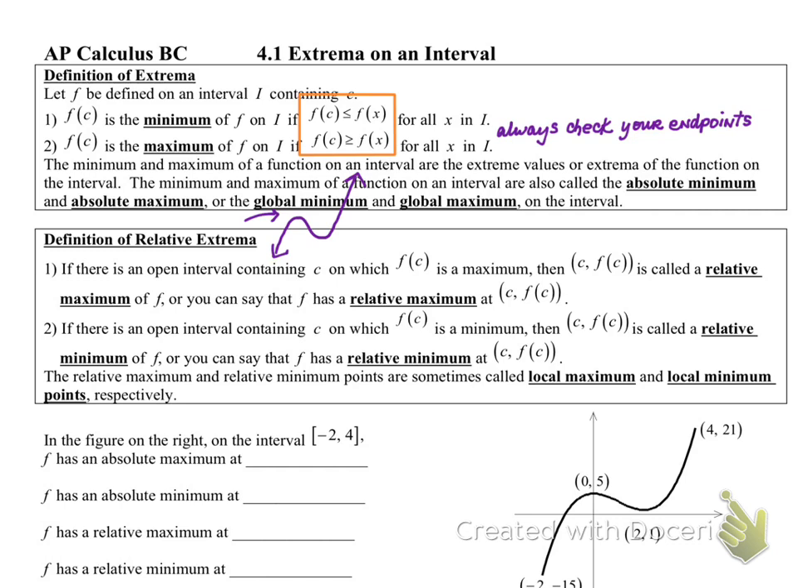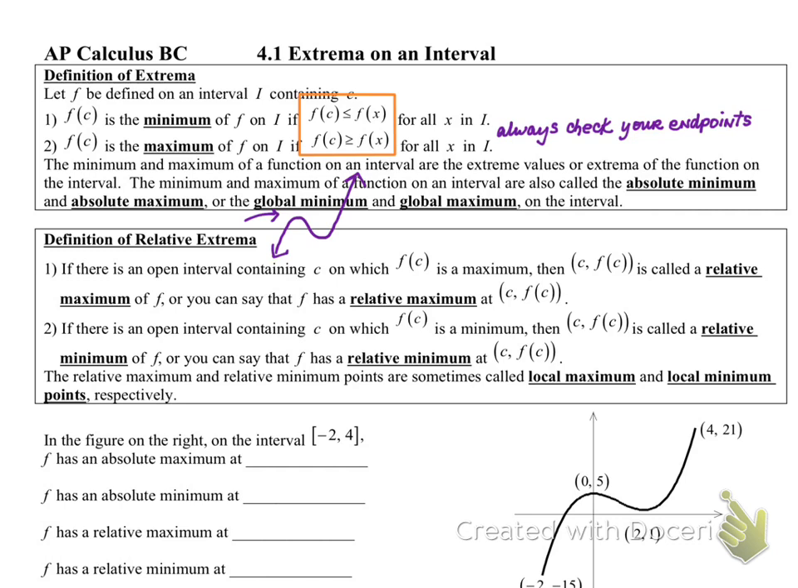If there's an open interval containing c on which f of c is a maximum, then f of c is called a relative maximum of f, or you can say that f has a relative maximum at c, f of c. If there is an open interval containing c on which f of c is a minimum, then f of c is called a relative minimum of f, or you can say that f has a relative minimum at c, f of c.